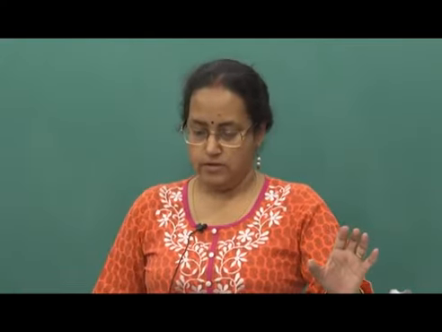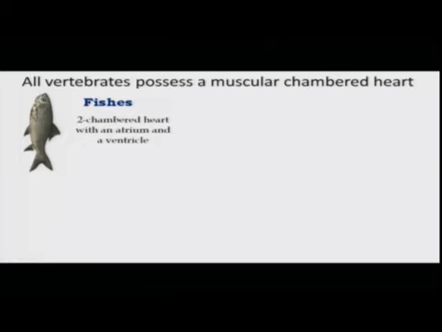Let us start first with the fishes. The fishes have a minimalistic heart which consists of only two chambers. It has one atrium and one ventricle. The terms atrium and ventricle I am going to explain later on during the lecture.